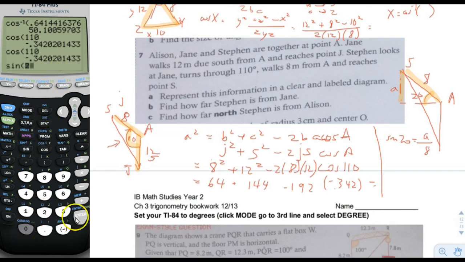Okay? Sine of 20 is 0.342. 0.342 times 8 equals A. Okay? So that would be how far north Stephen is from Allison. And that's it for this page.